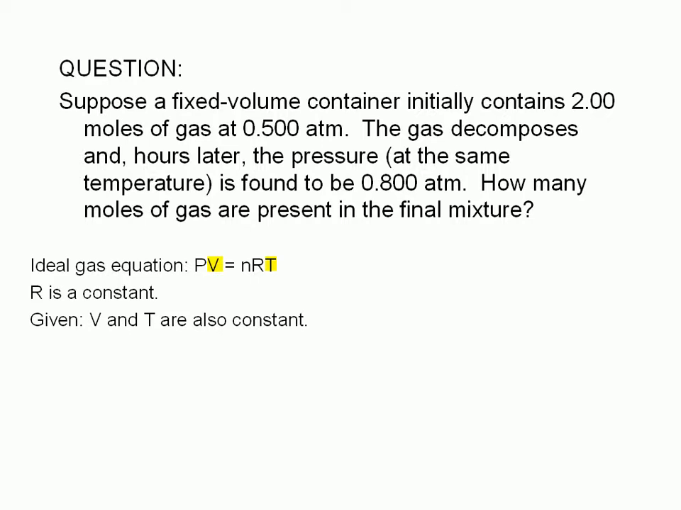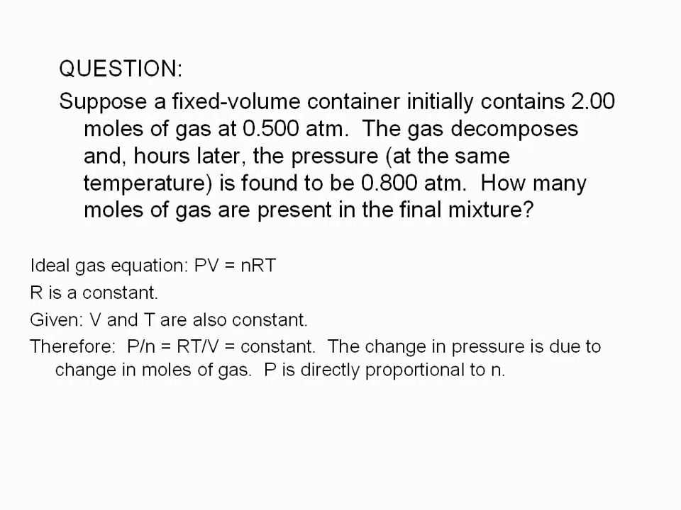Since we're not given the values for volume and temperature, we need to find a way of solving the problem without having to use these values. Let's rearrange the ideal gas equation so that all the constants are on one side of the equation. If we do that, we get P over n is equal to RT over V. Note that the right-hand side, RT over V, is a constant, since R, T, and V are all constants.